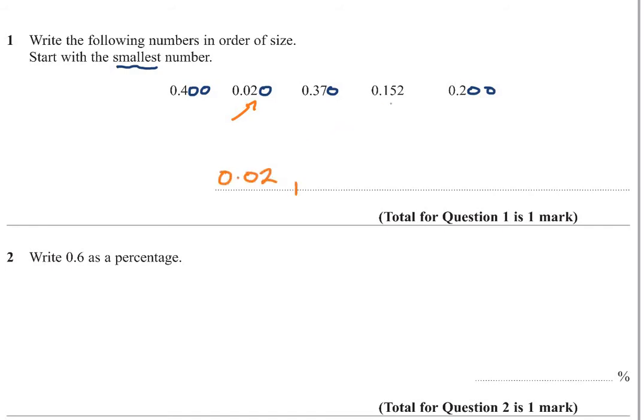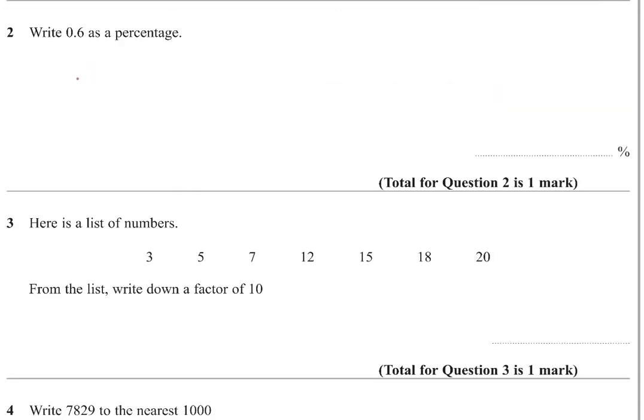And then what is next? It's 0.152. So now we're just going through the motions. And then 0.2. And of course, if you have written extra zeros, don't forget to take them off in your final answer. And then what is next? 0.37. So that's this one. And then finally 0.4.